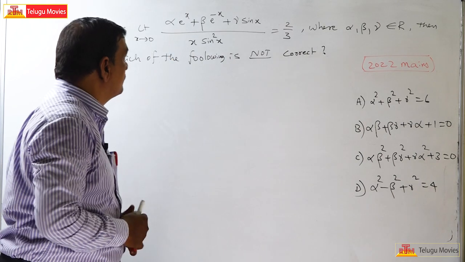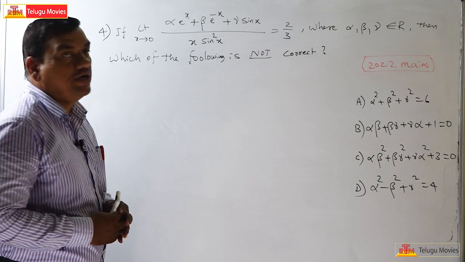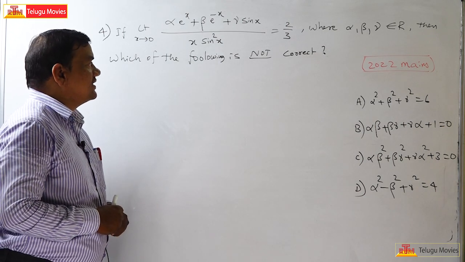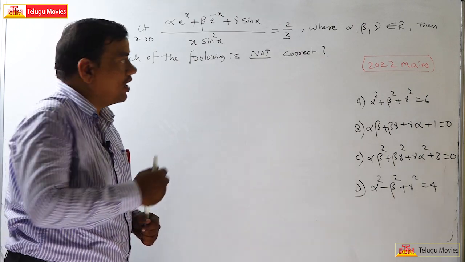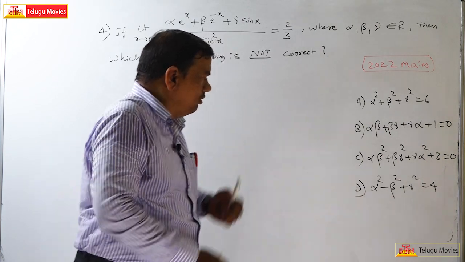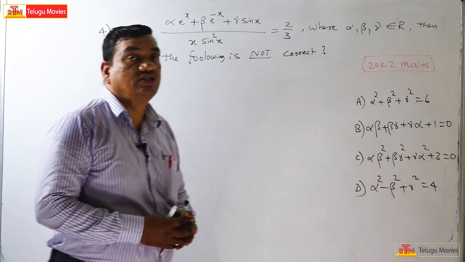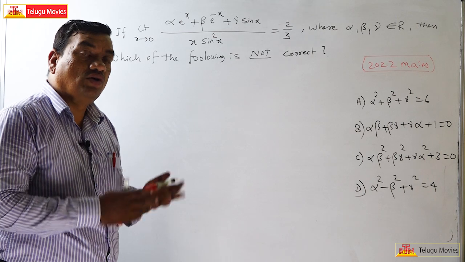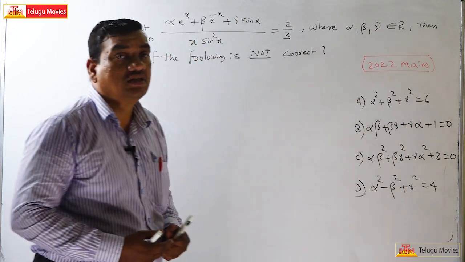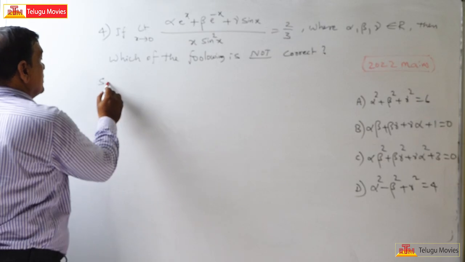Welcome to this problem. Limit x tends to 0 of alpha into e power x plus beta into e power minus x plus gamma times sin x, by x times sin square x, is equal to 2 by 3, where alpha, beta, gamma are real numbers. Then which of the following is not correct? Here in the options we have relations with alpha, beta, gamma. So we have to find the alpha value, beta value, gamma value. We have to substitute, and which of the following is not true, that means false, we have to check. Now first let us take the problem.